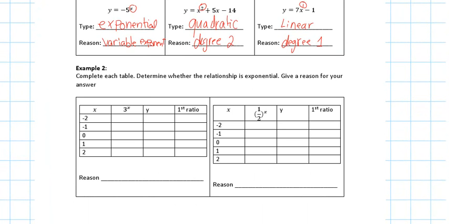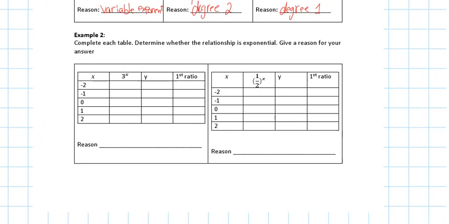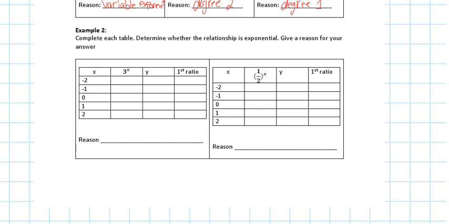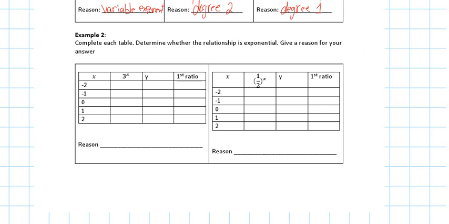Which one do you want us to do together? First one or second one? Second. All right. Why the second one? Because the base is a half. Okay, so I have the x values -2, -1, 0, 1, 2, and I have a half to the power of x, so that's my equation.